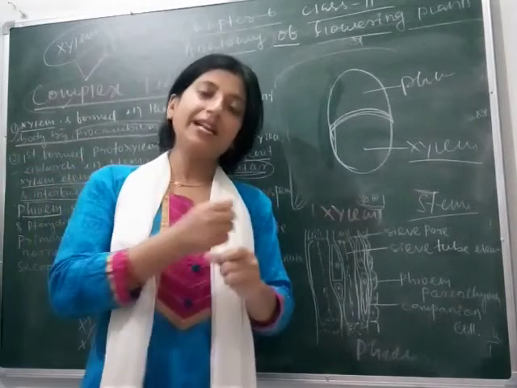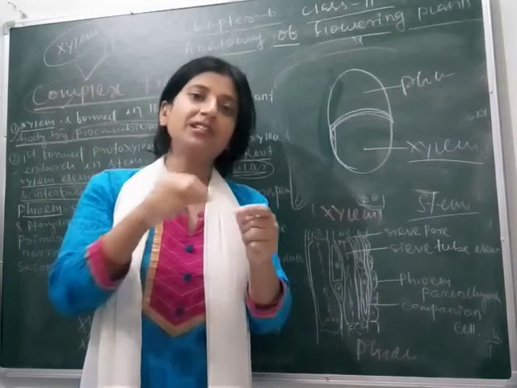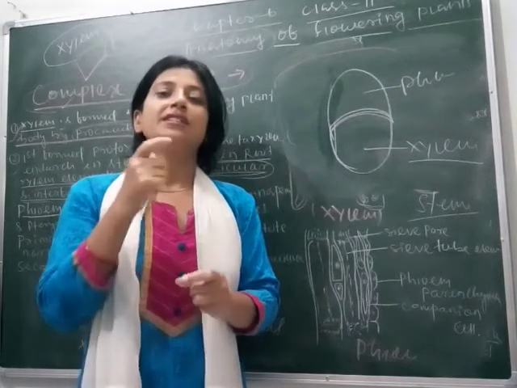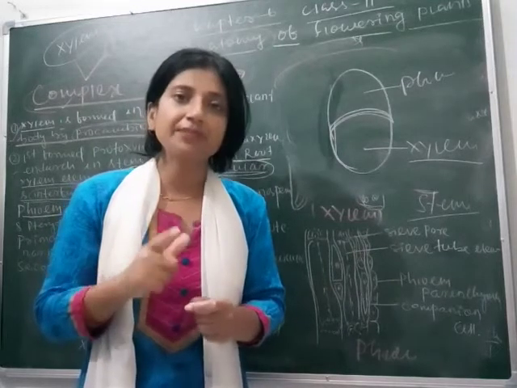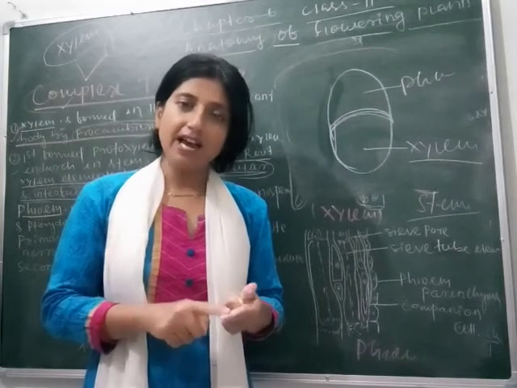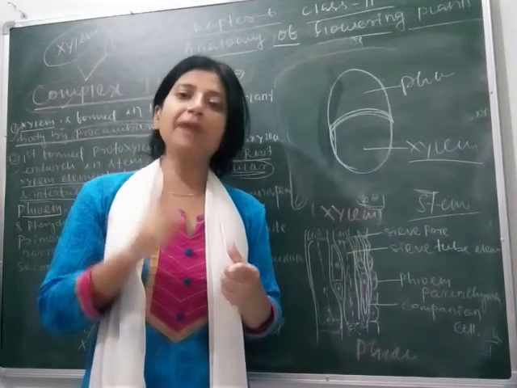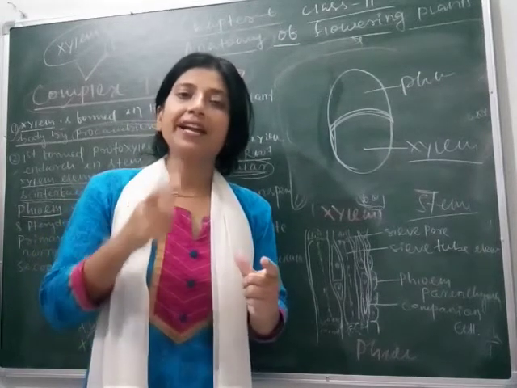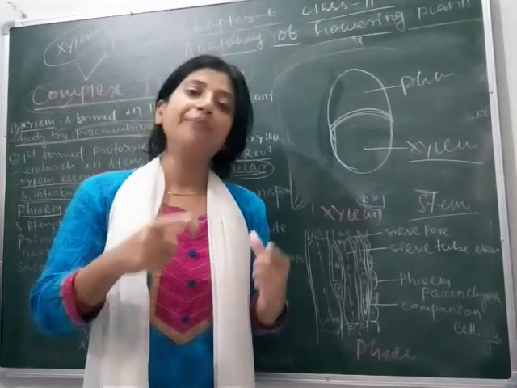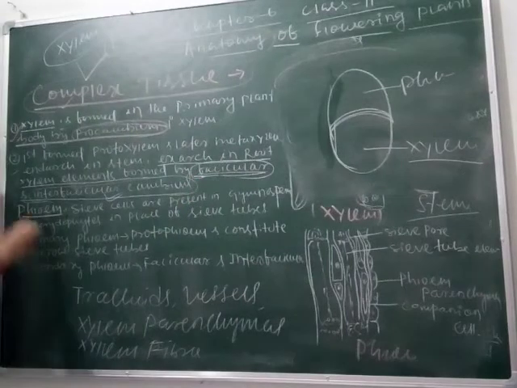As you know, during the transportation of water, it exerts a pressure against its walls. So to resist this pressure, xylem fiber is present. Clear, students? Xylem parenchyma stores food in the form of fat, starch, tannins, etc. And the xylem fiber gives the mechanical support during the transportation of water and minerals. So it is rigid and made up of dead cells. Clear, students, about xylem? Next, move to phloem.